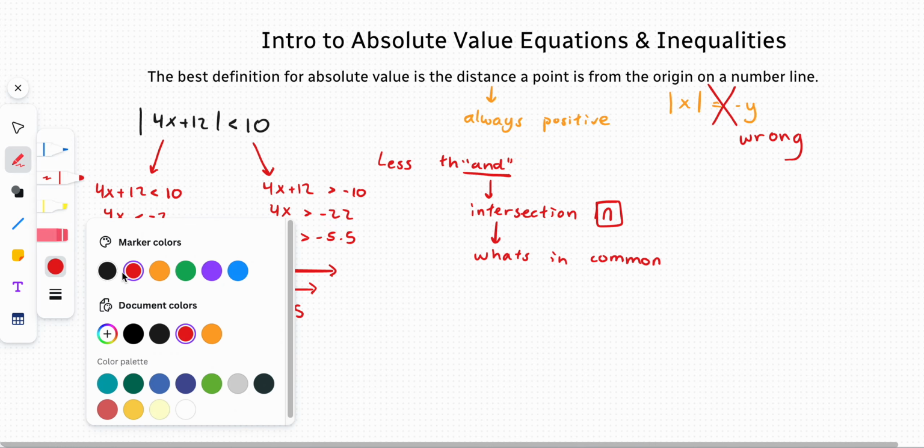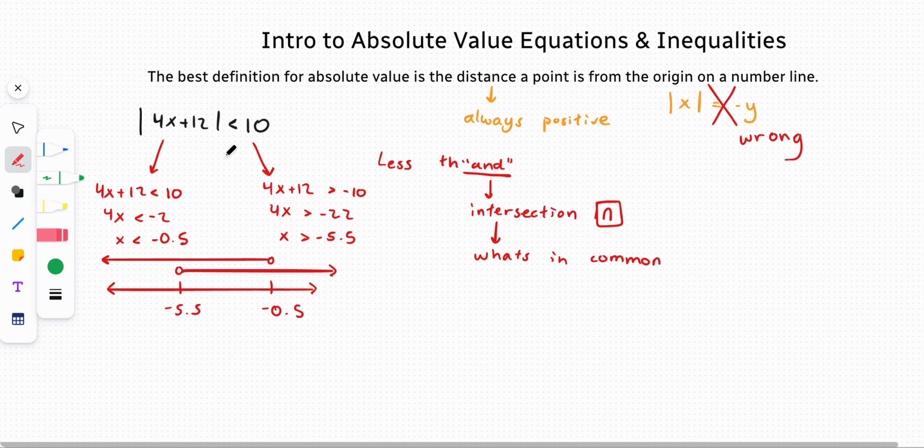Now, again, since our original equation, we'll use green. Since our original equation is less than, we want to find the intersection, right? The intersection of these two ranges. So we're going to look and see what's in common, where these two overlap, and it's going to be this area right here. So to write our interval notation, our answer, we're going to have negative 5.5, but it's going to be non-inclusive, so we have parentheses, and it's going to go to negative 0.5, which is also non-inclusive. So this range right here is going to be our answer, right?